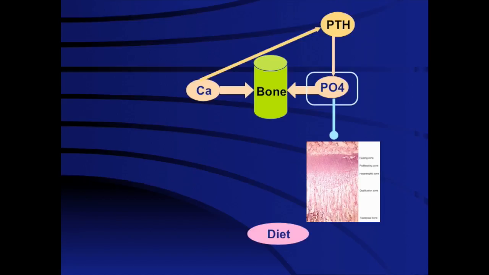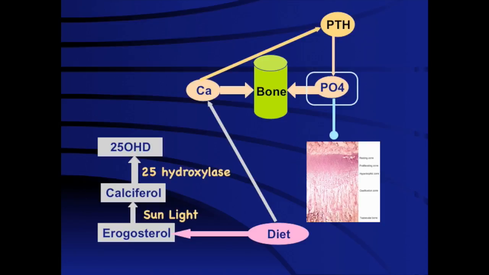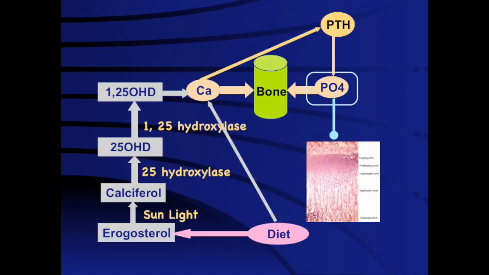So we all know that calcium comes from the diet, and diet also gives us ergosterol, which is then converted under sunlight to calciferol, further activated by 25 hydroxylation at the liver level to 25 hydroxy vitamin D, which is the best marker of nutritional vitamin D, which is again converted at the level of kidneys to 1,25 dihydroxy vitamin D, which is responsible for gut absorption of calcium. Acidosis also has a direct effect as far as bones are concerned.